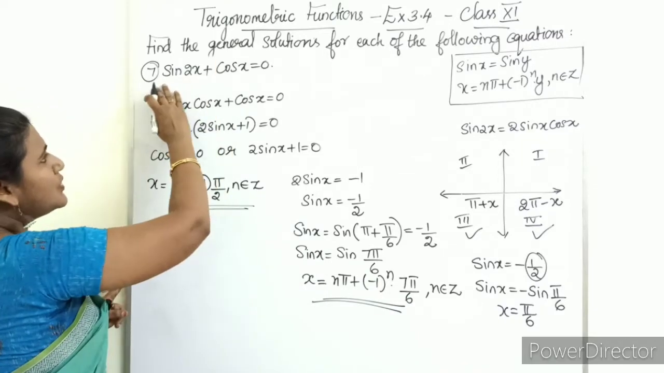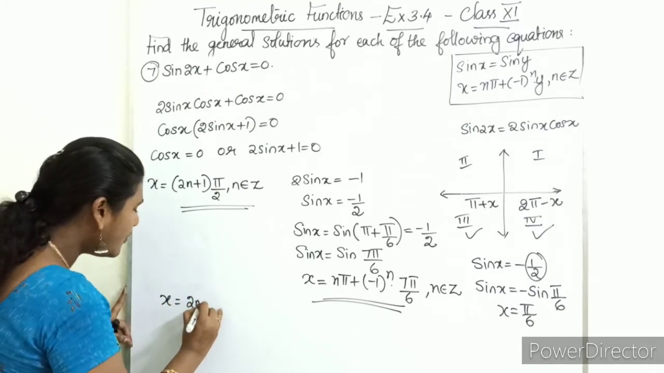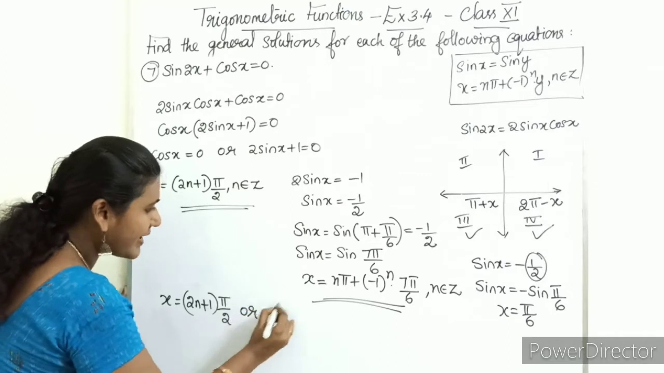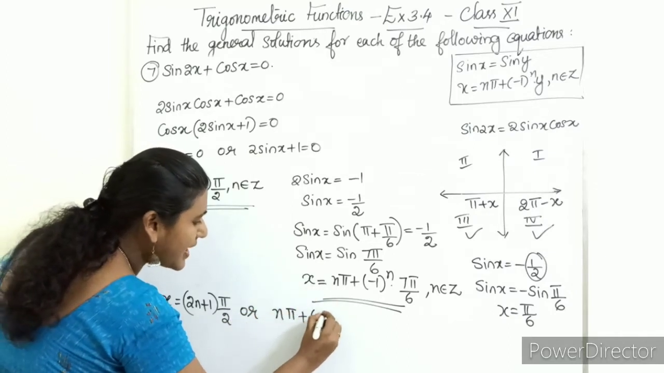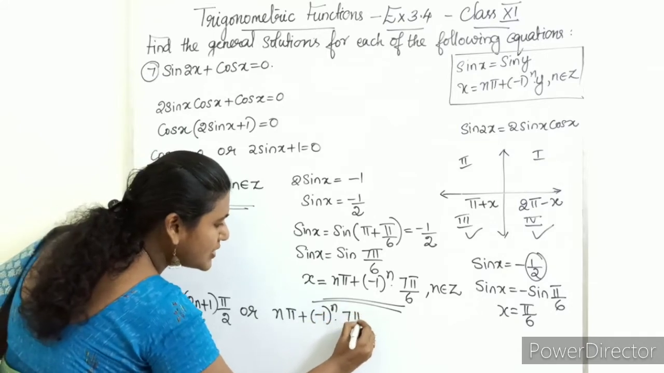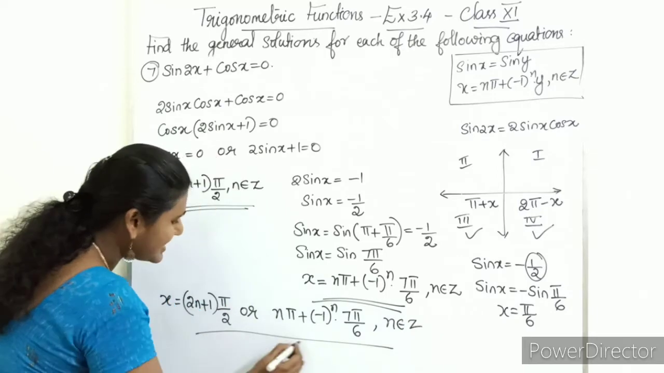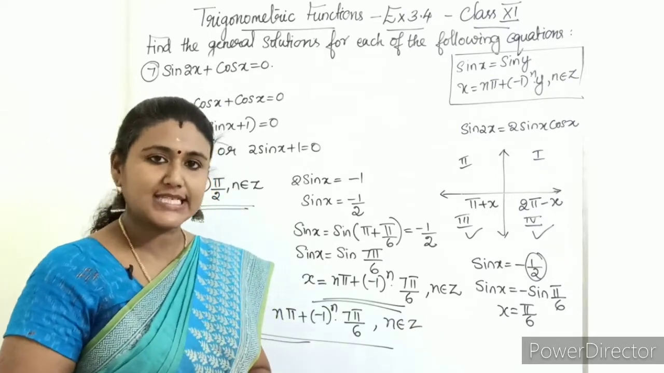So the general solution of the given equation is x is equal to (2n plus 1) pi by 2, or we can write this value as n pi plus (minus 1) to the power n into 7 pi by 6, where n belongs to Z. So this is the solution of the given equation. Now we will see the next question.